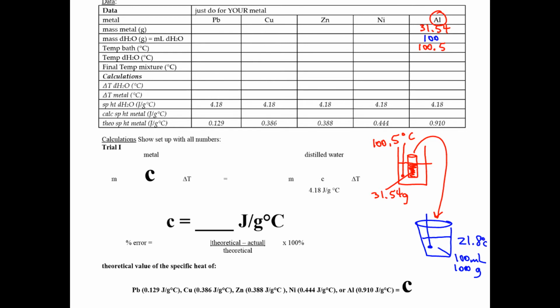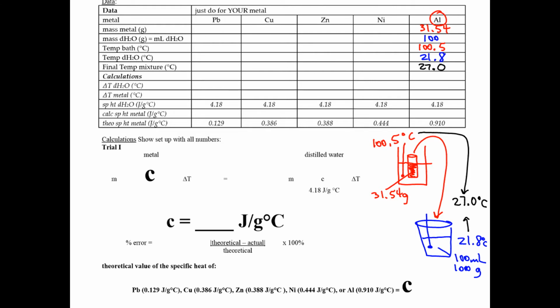And then let's say that after we added this, the final temperature went up to 27.0 degrees Celsius. So that means that the hot metal went down to this temperature and the cold water went up to that temperature. So now let's put the distilled water temperature here, 21.8, in the data table. And then the final temperature we said was 27.0.